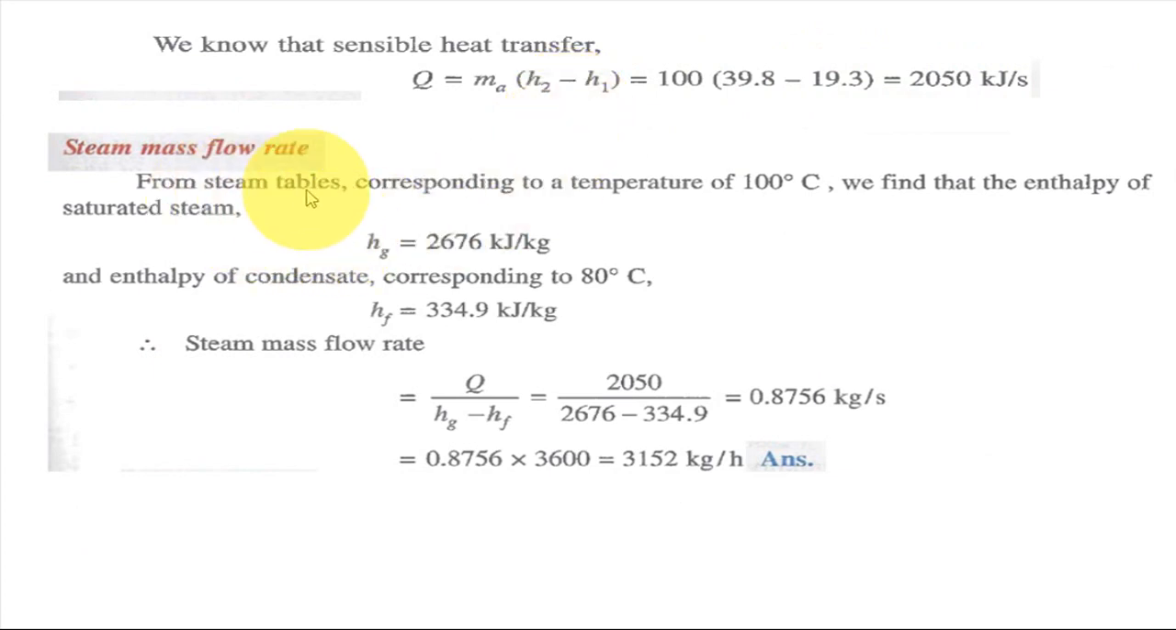Now the steam is used for heating purpose. The temperature of steam is 100 degrees Celsius. So the enthalpy corresponding to 100 degrees Celsius, Hg, is equal to 2676 kilojoule per kg, the enthalpy of steam. The enthalpy of steam after condensation at 80 degrees Celsius is Hf equal to 334.9 kilojoule per kg. So steam mass flow rate is equal to total heat transfer 2050 upon Hg minus Hf. So I got 0.8756 kilogram per second. In kilogram per hour I write 3152 kilogram per hour.